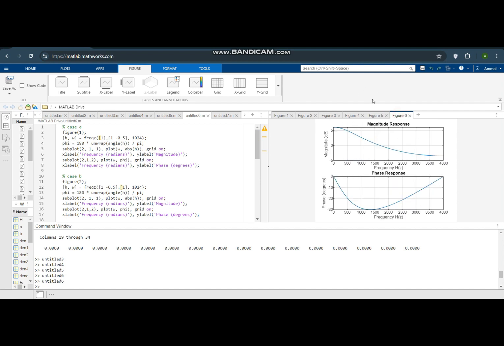Here we can see the different magnitude and phase responses for the different filters. For example, this filter represents the low pass filter because it retains the low frequencies and removes the higher frequencies.